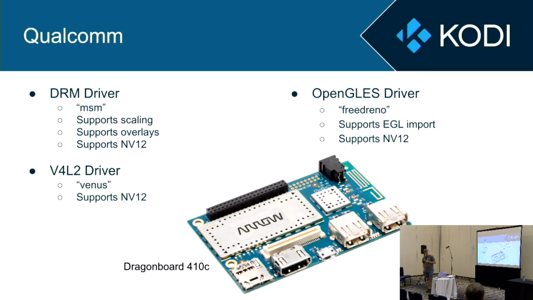And Qualcomm support here is great. Everything's in the mainline kernel. It's for the Dragon Board 410, and it's been in there for probably a year now. I think I've been running on the mainline kernel, and it works really well. You can use either form of rendering for it, and not much more to say for that.